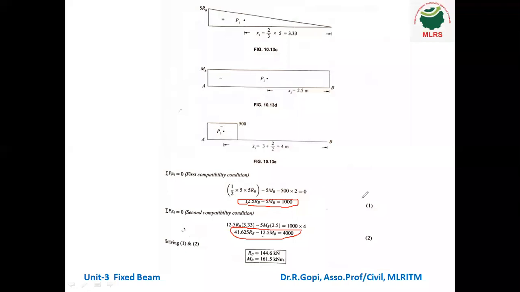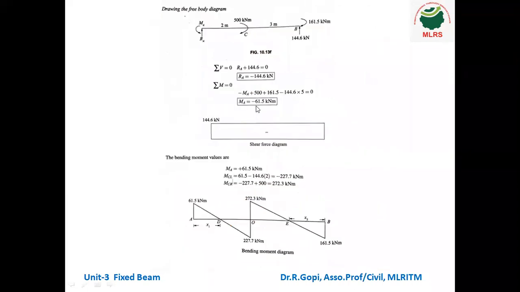What is the value we got? So we got RB is equal to 144.6 and MB is equal to 161.5 kilonewton meter. For solving purpose, either you can use a calculator or you can do it manually. Okay. So once RB, MB we found, what is the next step? We have to calculate RA and MA.